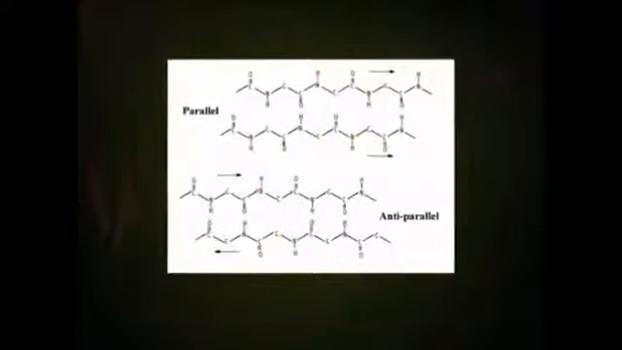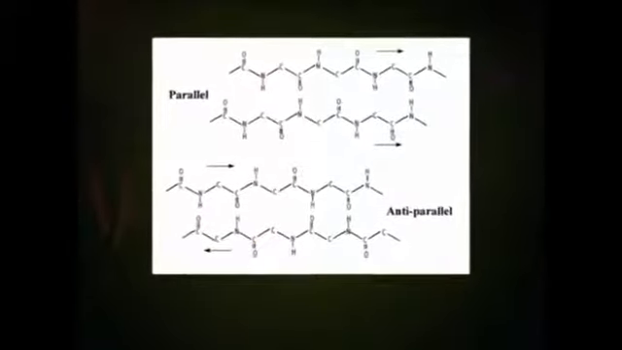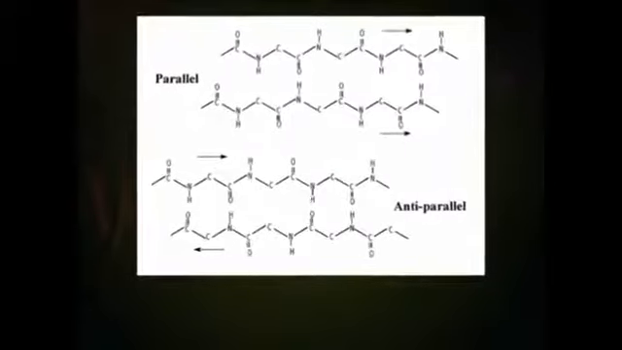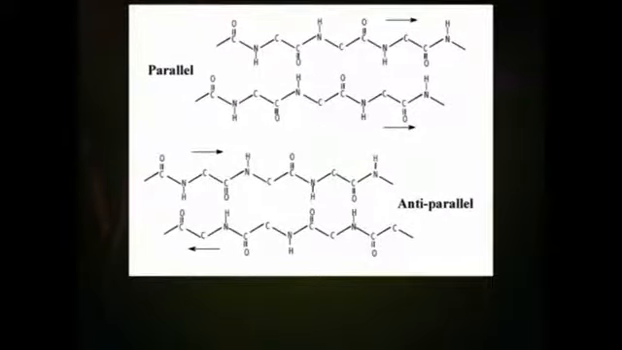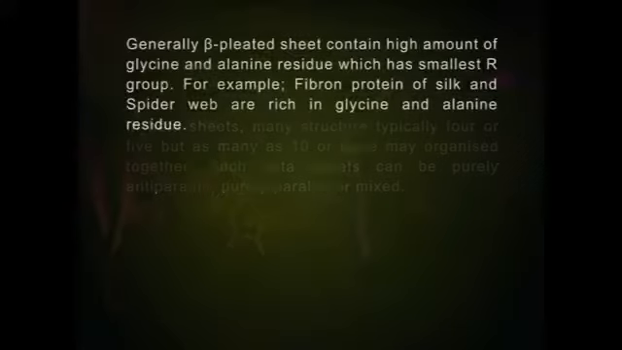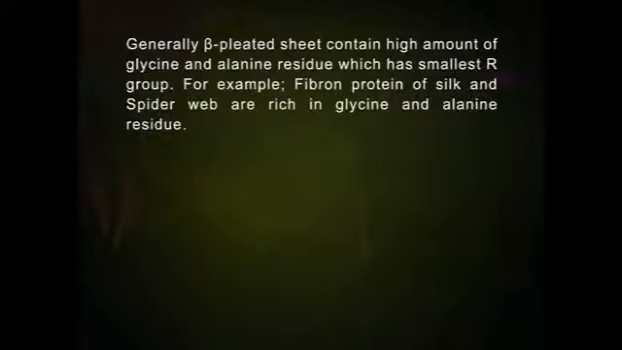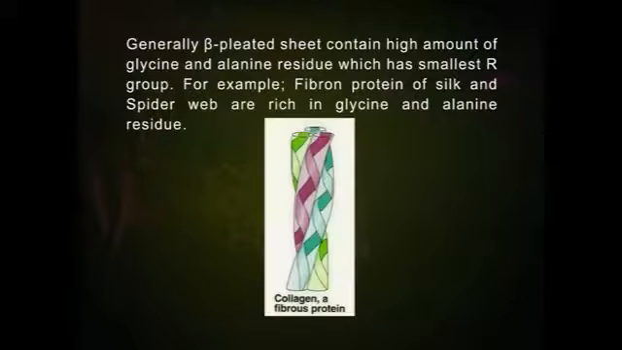In antiparallel arrangement, the NH group of each amino acid forms a hydrogen bond with the CO group of the adjacent polypeptide segment. In beta sheets, many strands, typically 4 or 5, but as many as 10 or more, may organize together. Such beta sheets can be purely antiparallel, purely parallel, or mixed. Generally, beta pleated sheets contain a high amount of glycine and alanine residues, which have the smallest R groups. For example, fibroin protein of silk and spider web are rich in glycine and alanine residues.